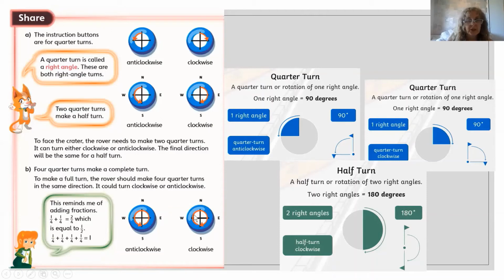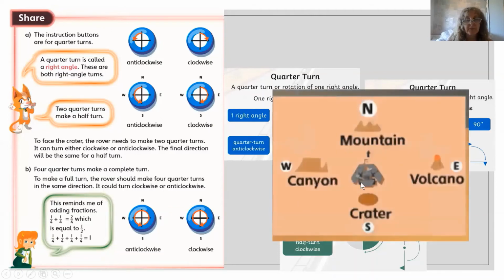Let's look at this section then, section B. We might need him back for this. Let's have a look. 4 quarter turns make a complete turn. To make a full turn, the rover should make 4 quarter turns in the same direction. It could turn clockwise or anti-clockwise, so it could start here and would go all the way around. Go 90, 90, 90, 90, or 90, 90, 90, 90.